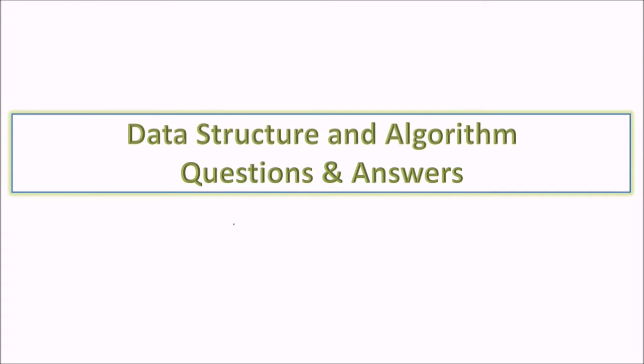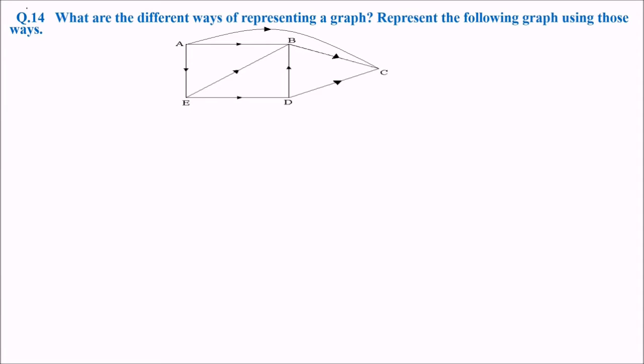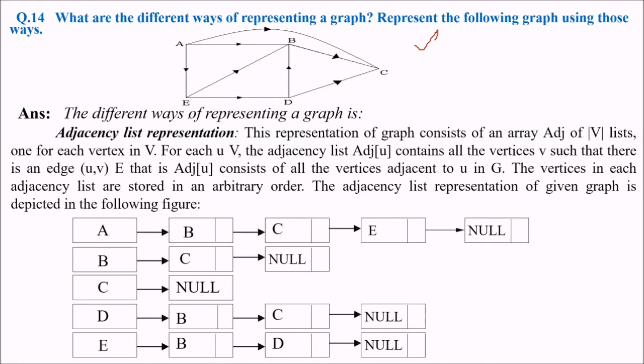Now let us take a few more questions and answers in data structure and algorithm. So next is, what are the different ways of representing a graph? Represent the following graph using those ways. So this is a graph for you, and how we can represent this graph. So there are different ways of representing a graph.